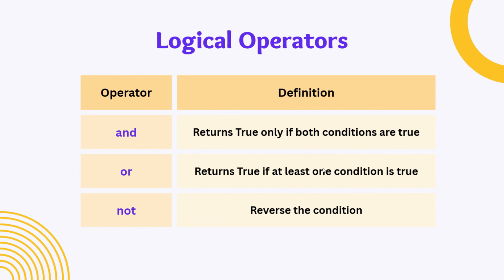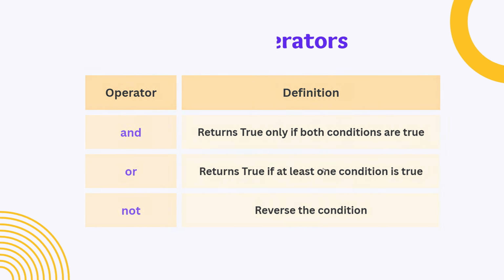Logical operators. They are used to combine conditional statements. They return either true or false. AND returns true only if both conditions are true, OR returns true if at least one condition is true, and NOT reverses the condition. Now let's see how these operators work.